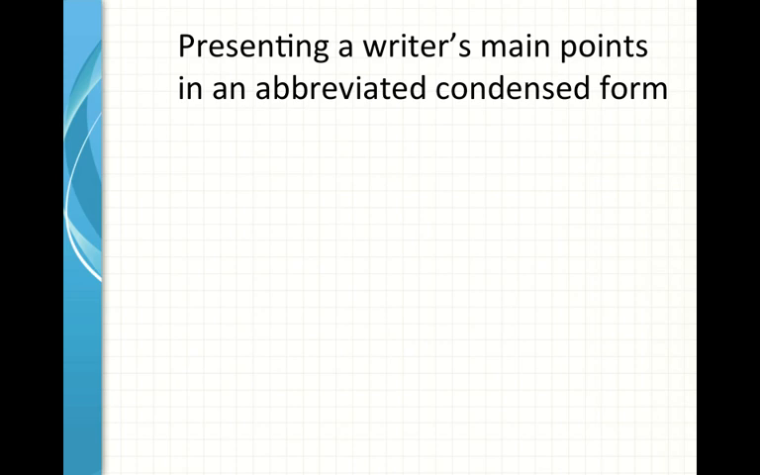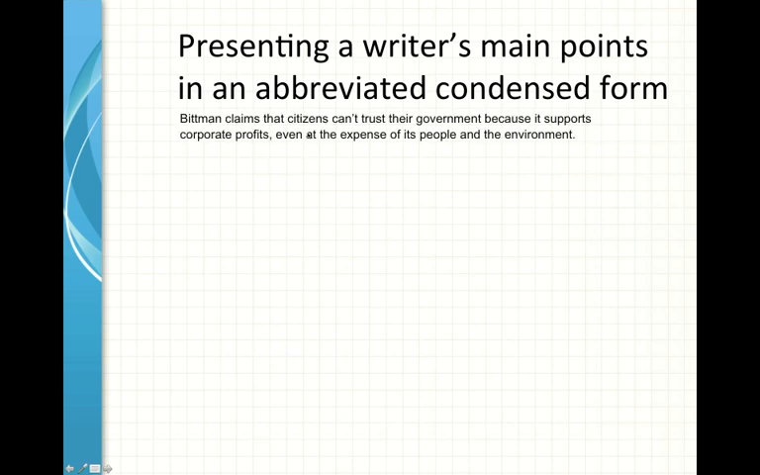Let's look at an example of how you might present a writer's main points in an abbreviated, condensed form. For this example, we'll be using the reading, Bittman's newspaper article. So if you haven't done that reading, you should go back immediately and read that before you view this portion of the slideshow. Here's a very brief summary of Bittman's main point.